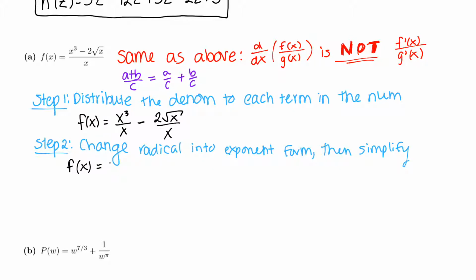So x cubed over x, that's going to be x squared minus the radical, this is 2x to the 1/2 over x, right? So x to the 1/2 over x, to the 1/2 minus 1, because you're subtracting that denominator. So ends up being x to the negative 1/2. So minus 2x to the negative 1/2.